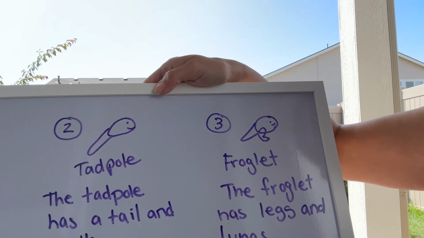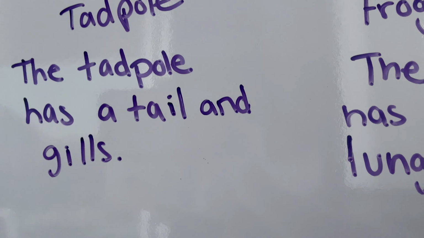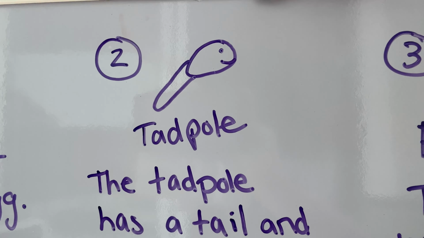Right, it has a tail and it swims like a fish and it has gills like a fish and breathes in the water. Let's write that. The tadpole has a tail and gills. Nice. All right, moving on. Let's go to number 3. Who can tell me about what is the third phase of the frog's life?